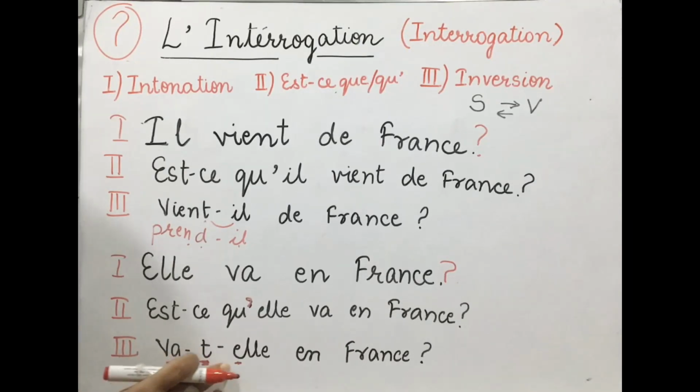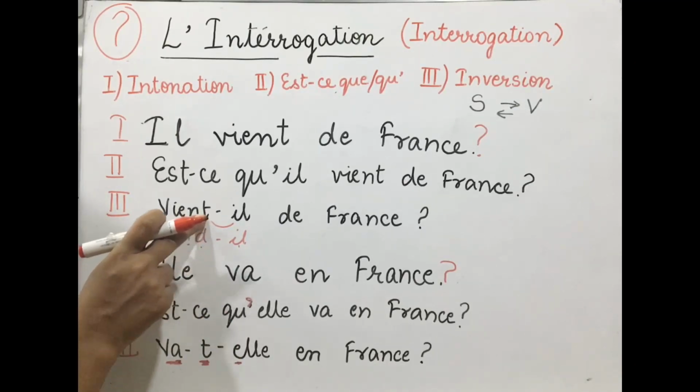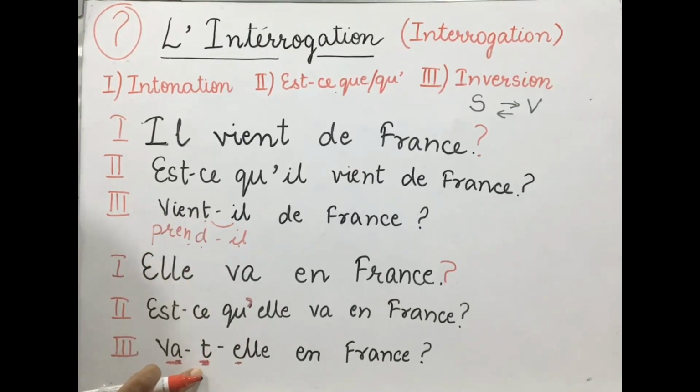Okay, so to remove this vowel clash, if the verb is not ending in T or D, you will add this extra T. Okay, you will add these hyphens and an extra T. So this becomes va-t-elle en France? So that is why I always remind you in my lessons to practice, because when you practice, these things come very easy and handy.